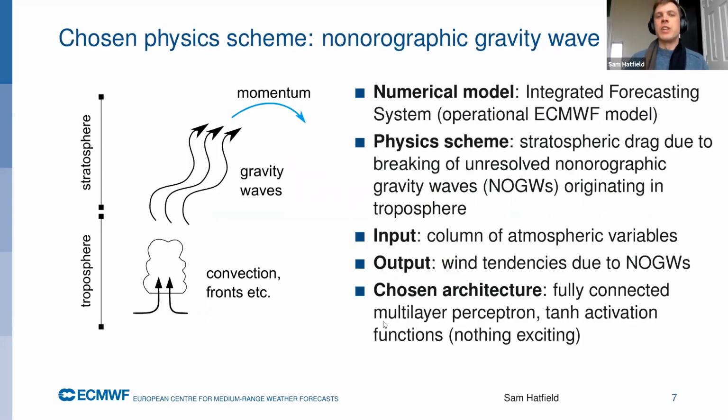So the physics scheme I've chosen is something called nonorographic gravity wave drag. This is gravity waves. That's nothing to do with these relativistic gravity waves. It's simply a coincidence of terminology. And what the scheme describes is how waves, density waves, which are triggered in the troposphere at the bottom of the atmosphere, propagate up to the top of the atmosphere where they break, just like how the waves on a shore might break, where they deposit momentum, essentially acting as a drag force on the wind there.